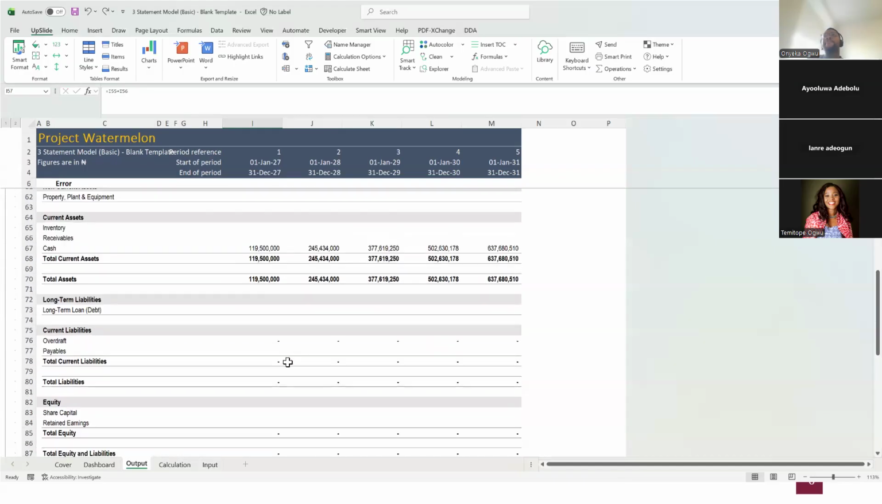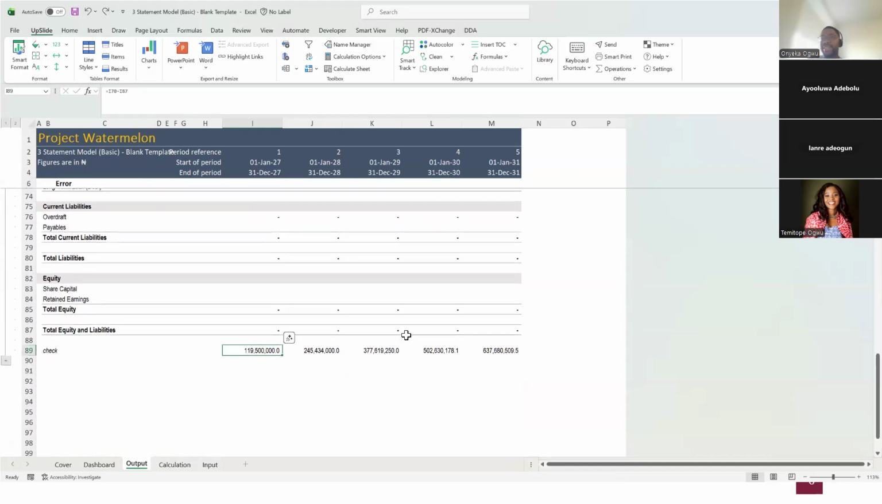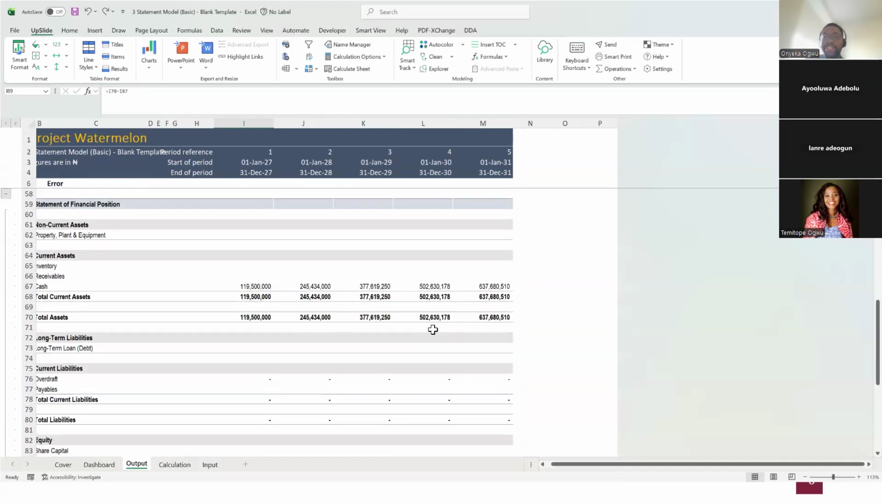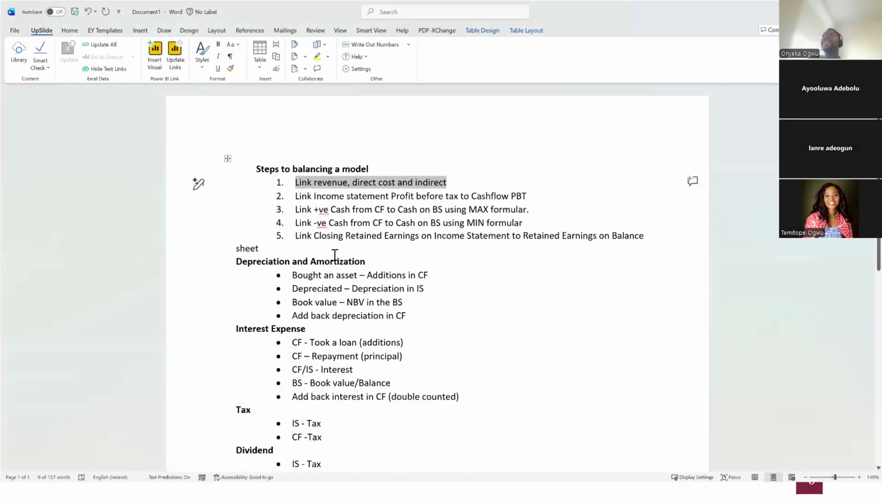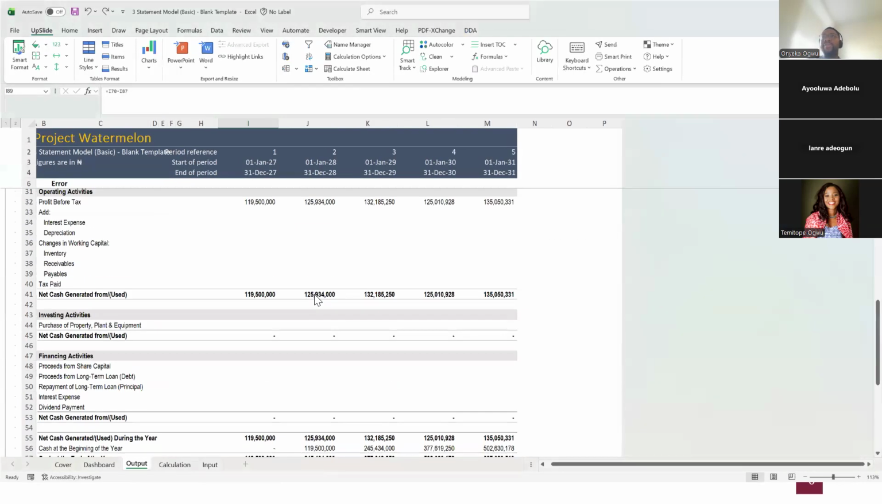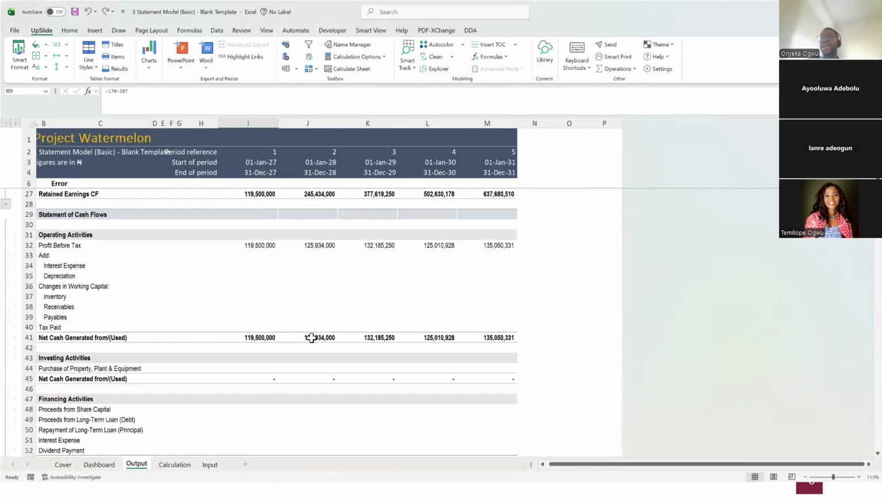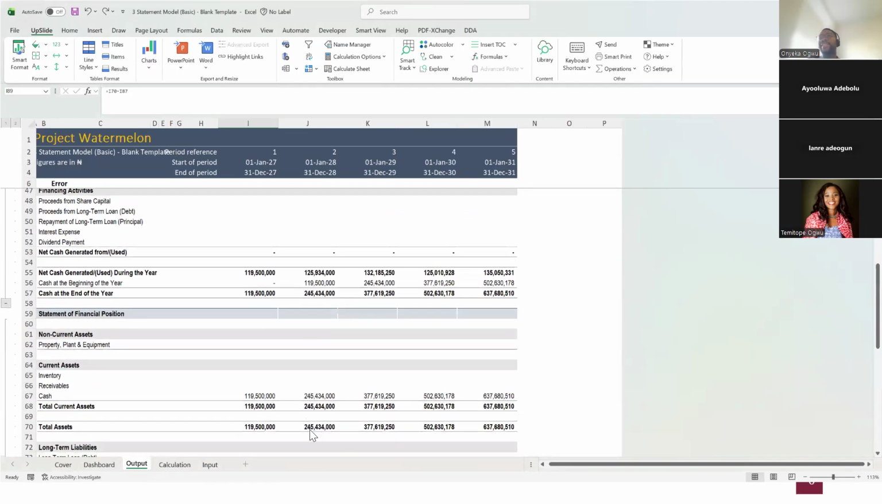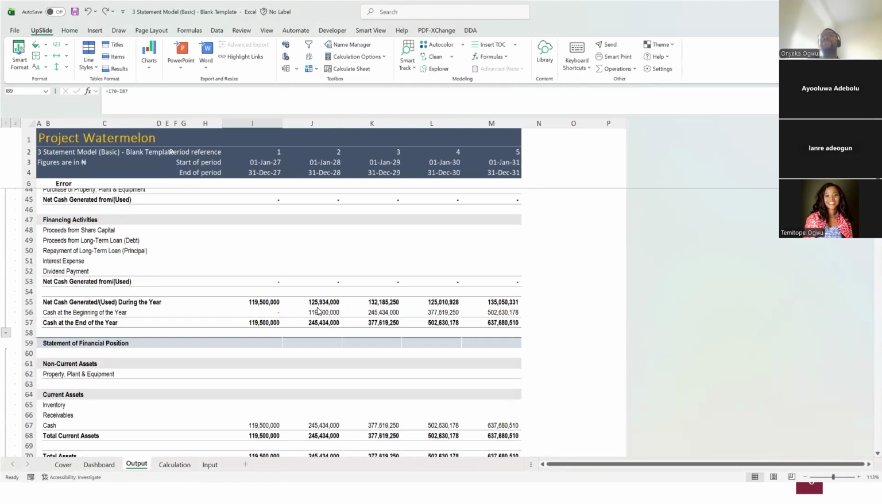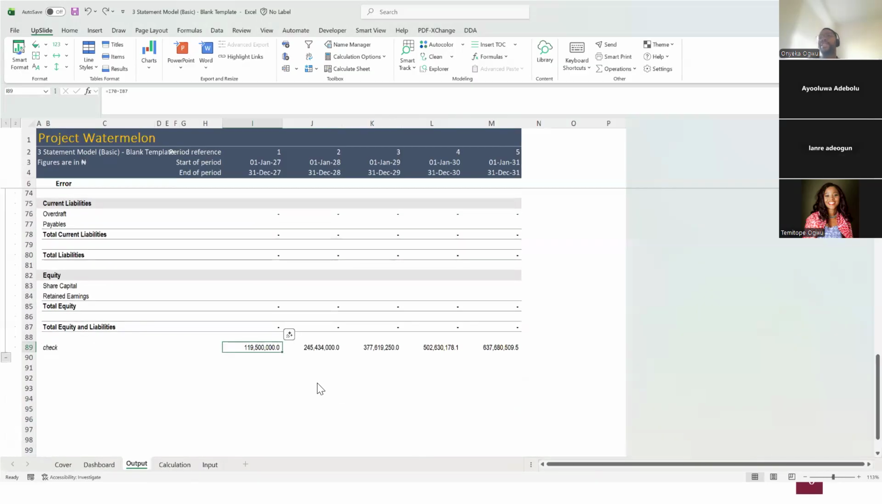Yes. Okay. And you can see that our model is still not balancing, because we have not finished the steps. The next thing is that we need to link closing retained earnings on the income statement to retained earnings on the balance sheet. We have linked the income statement to cash flow, and cash flow to the balance sheet. Now we want to link the income statement to the balance sheet.